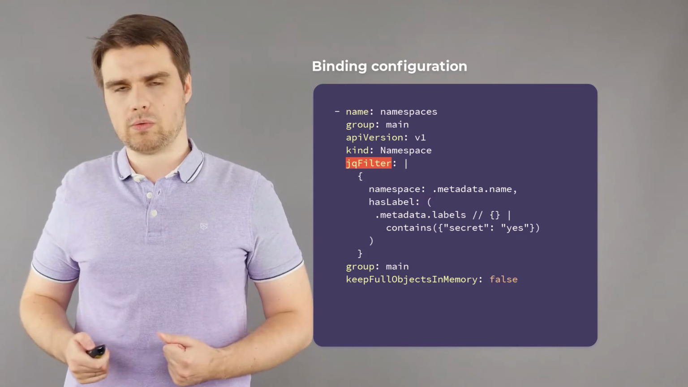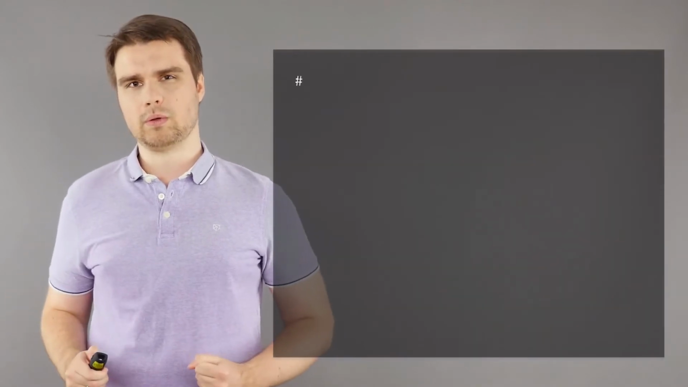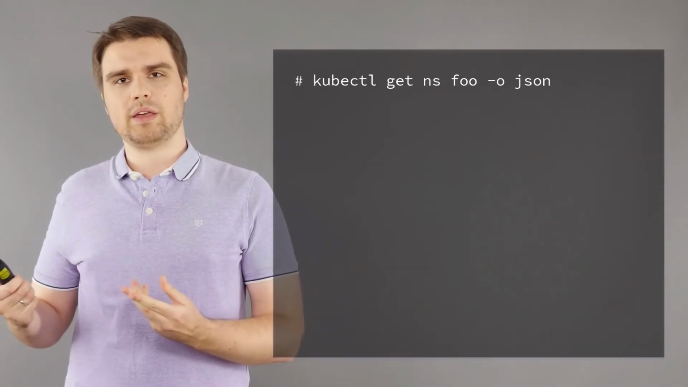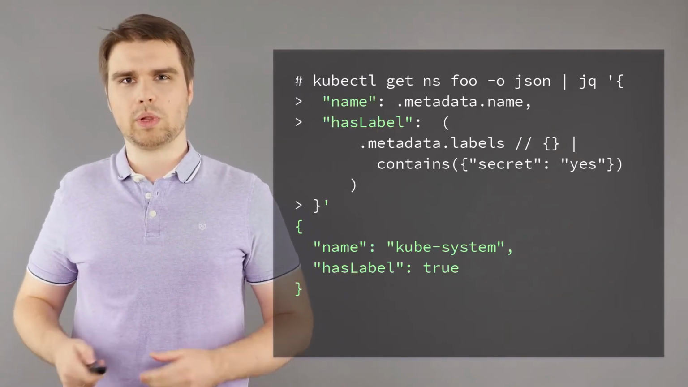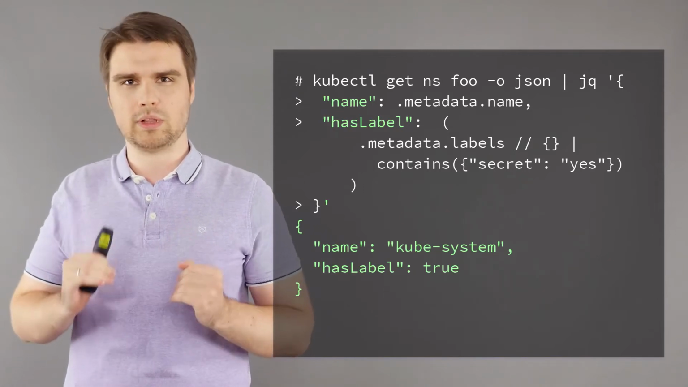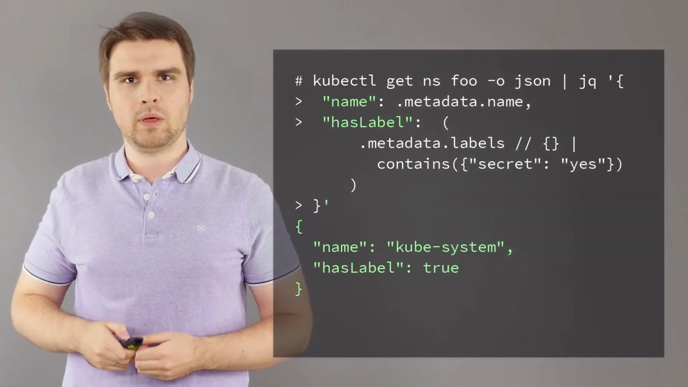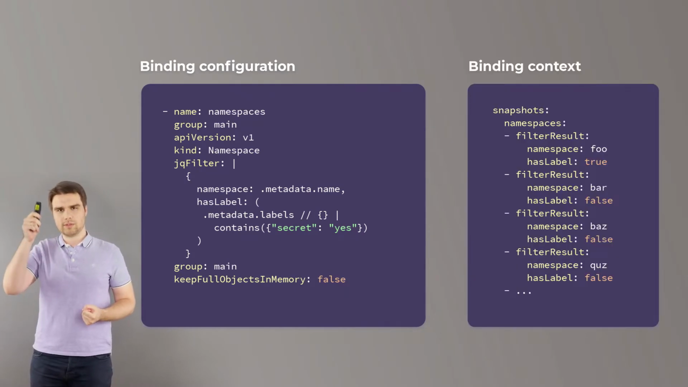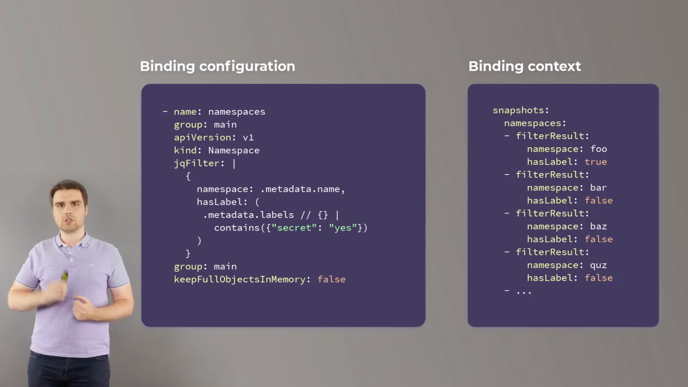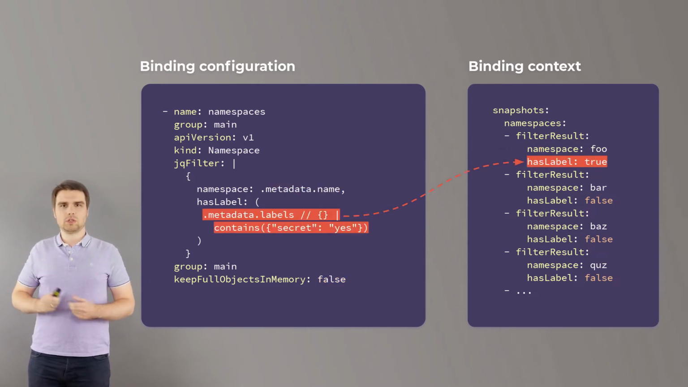Now, what is a JQFilter? Let's get to the console and find out. If we kubectl get namespace and output it in JSON format and pass it through a simple JQFilter, we'll get a new JSON object that contains two fields that we are interested in. Once configured in such a way, a hook will receive a binding context that contains an array of filter results for each namespace that we have in a cluster. These filter results will contain a namespace's name and a Boolean value, which describes whether it has a label or not.